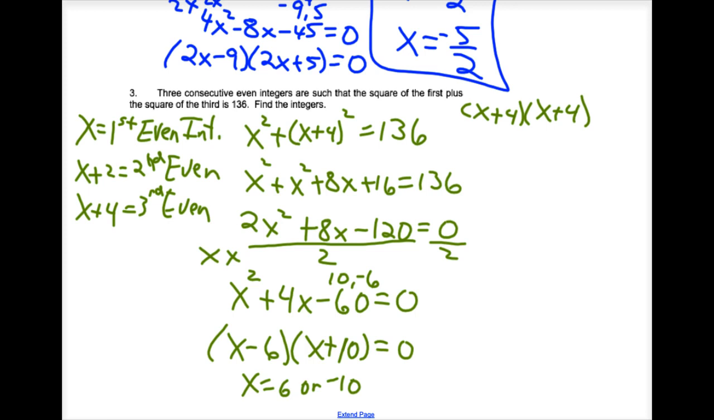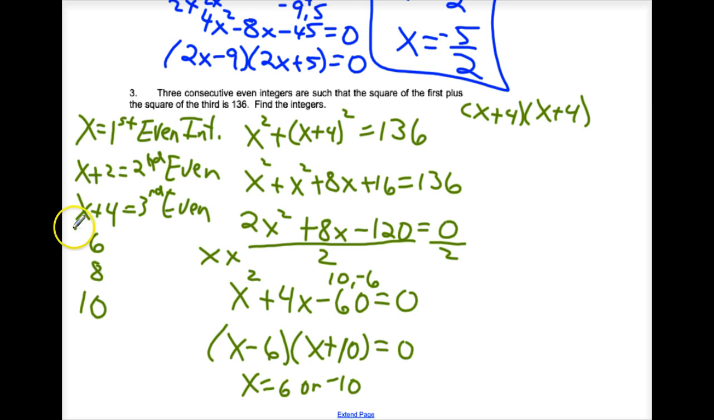Hey, we have to check, are either one of those extraneous? Yeah. Which one? Probably 10. How are we supposed to know? Watch. They're both even. Let's do x is 6 first. Everybody add 2 to 6. 8. Add 2 more. 10. Does that equal 136? Now square the first number. 36. Square the last number. 100. Add them together. Yes, 136.